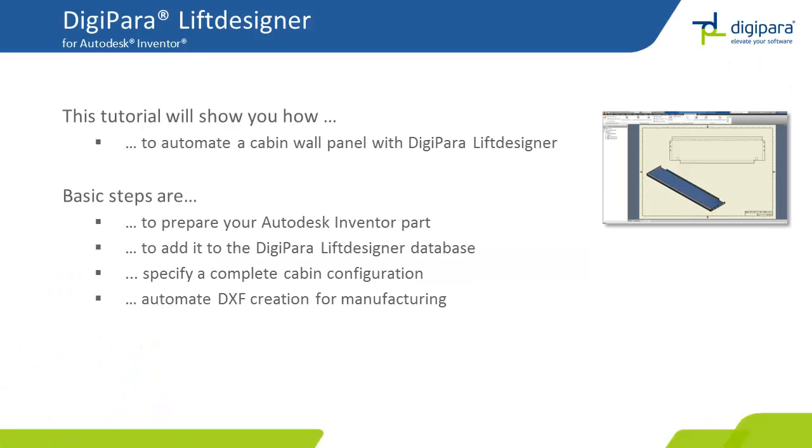Before we start, I want to give you a basic impression of what we want to do. This tutorial will show you how you can automate a cabin wall panel with DigiPara Liftdesigner in Inventor. We have 4 basic steps. One is that we have to prepare your Inventor part. The second step is that we add this part to the DigiPara Liftdesigner Database, and in the third step we will specify a complete cabin configuration, and finally we will automate the DXF creation for manufacturing.